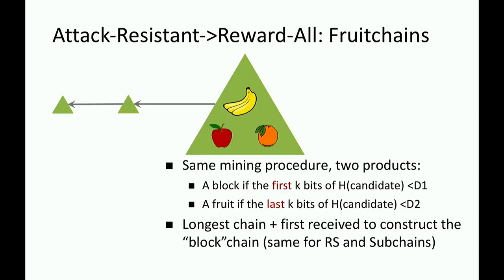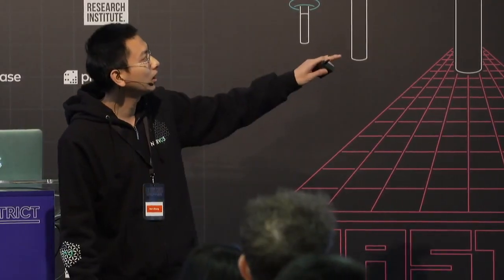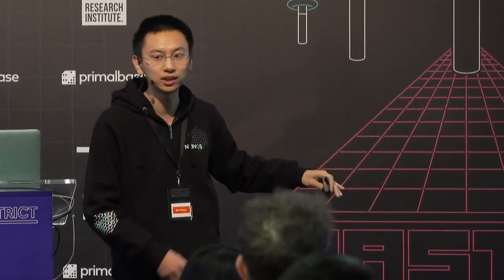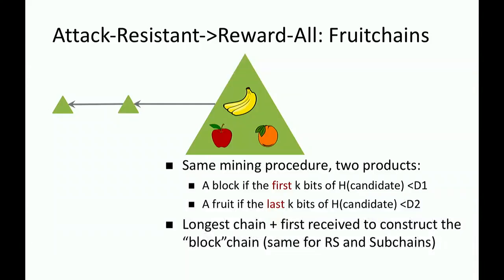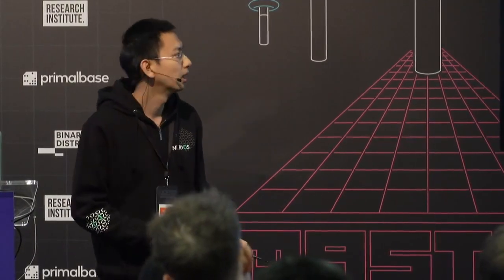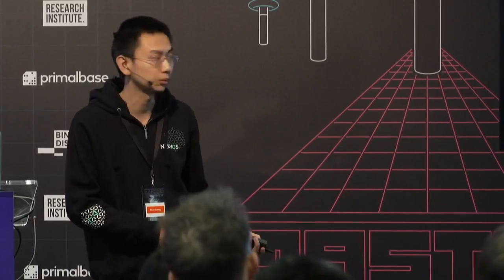And the protocol follows longest chain and first-received tie-breaking, which is the same as Nakamoto consensus. For all attack-resistant protocols, we use Nakamoto consensus as their fork resolving rule, so that when we analyze their attack resistance, they are put under the same line. And fruits are embedded in the blocks. You can think of fruits in the same position as transactions in Nakamoto consensus. And transactions are actually embedded in the fruits.